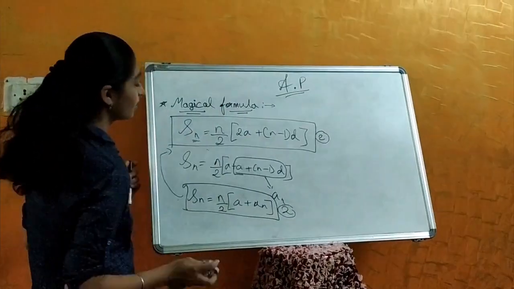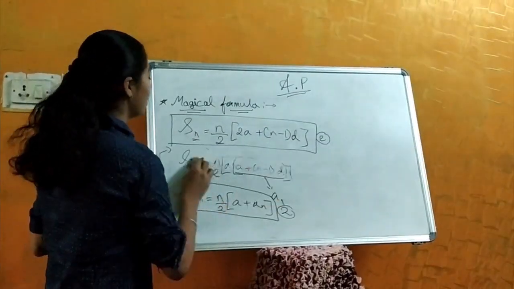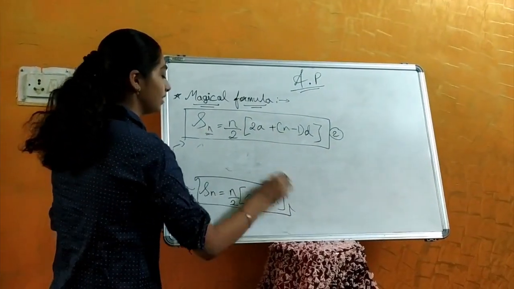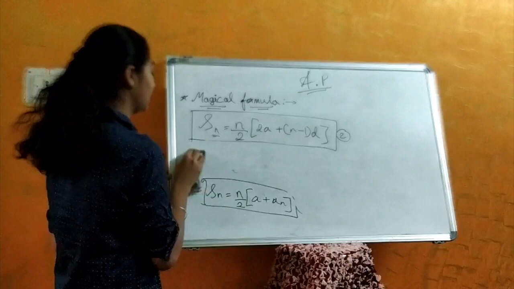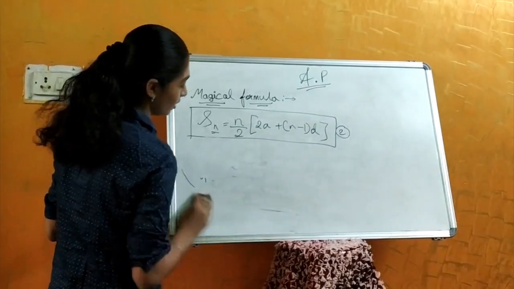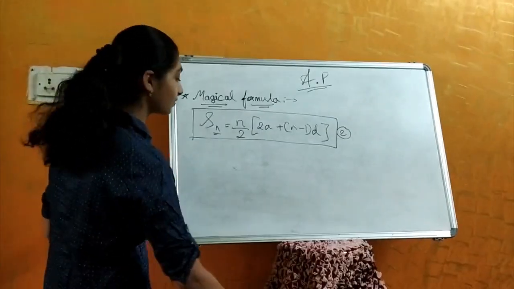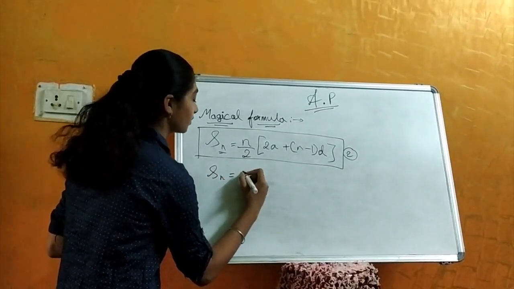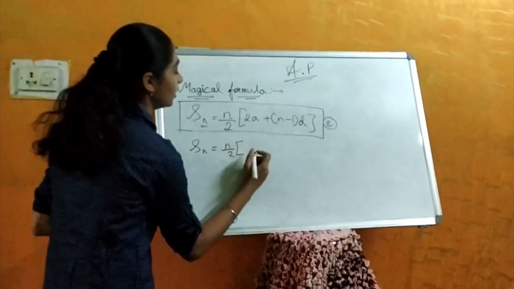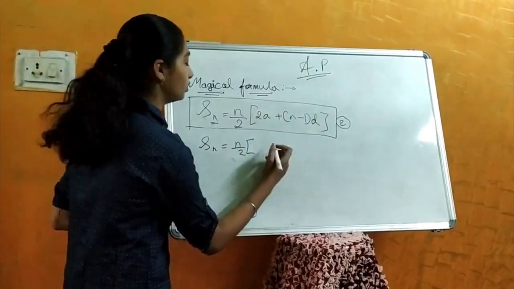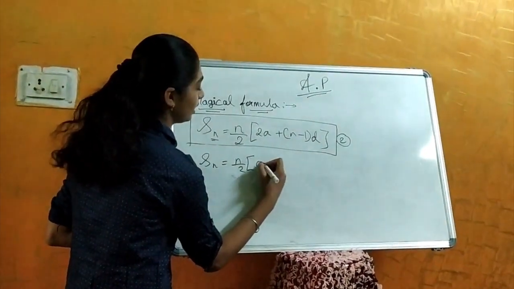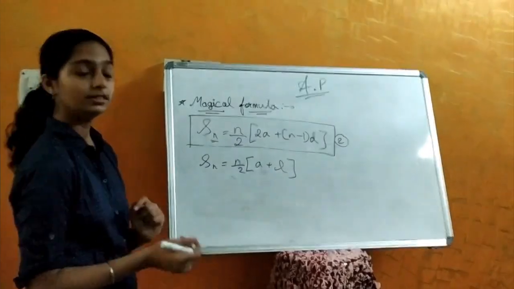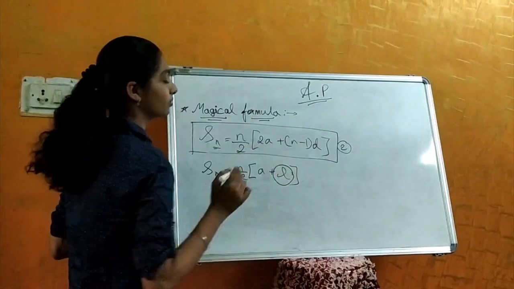Now, I have another formula for this, that is the same as this second one. What is that? See, let's see. Sn is equal to n upon 2, it is similar to these two also, that is a plus l. This is l. Now, where does this l come from?